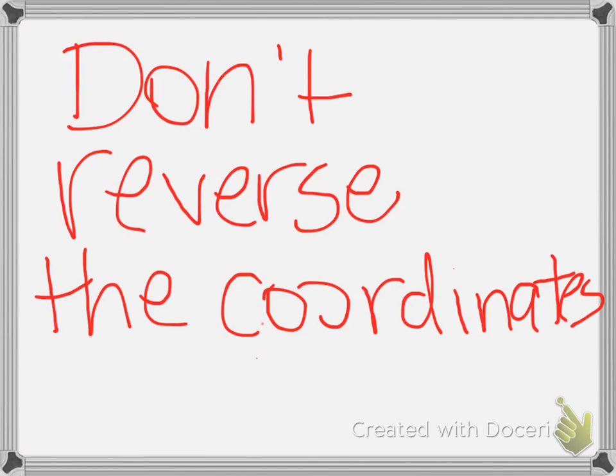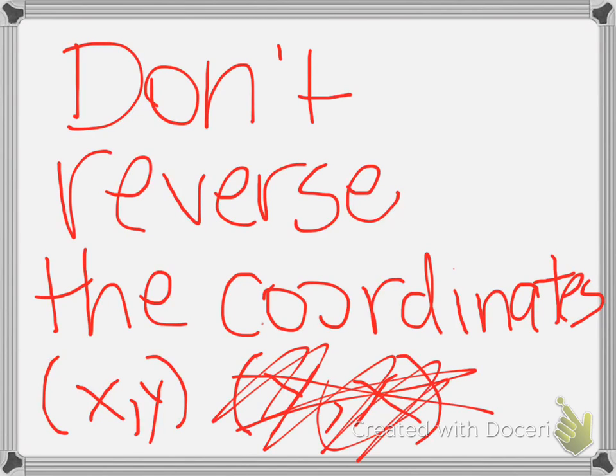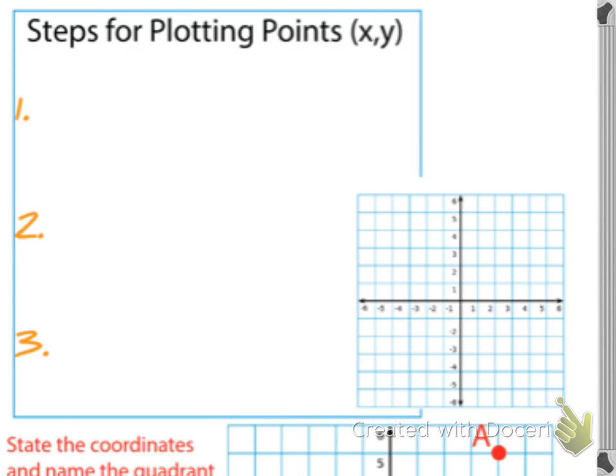Okay, something super important that you gotta know is that the order of your coordinates in the ordered pair is very important. So you have to keep them x, y. Do not reverse them. You can't write your ordered pair as a y number and then an x number. That is not going to work. You'll have a totally different point. Now, the process of locating points in a plane is called plotting points or graphing ordered pairs.